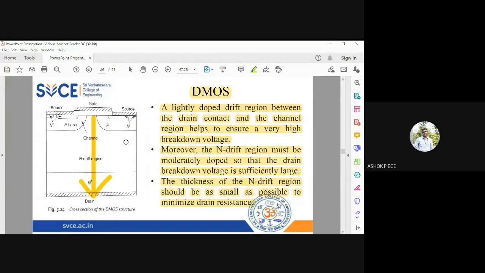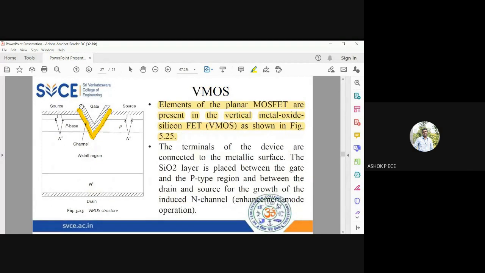Here in the DMOS, you can see the gate structure is flat, and below the gate you have the insulating layer. But here you see the gate structure is of a V type. Other things are going to be exactly the same. See, no other change in the structure.